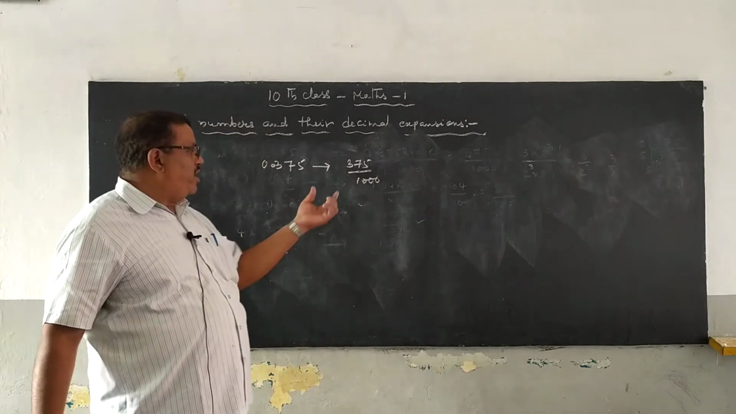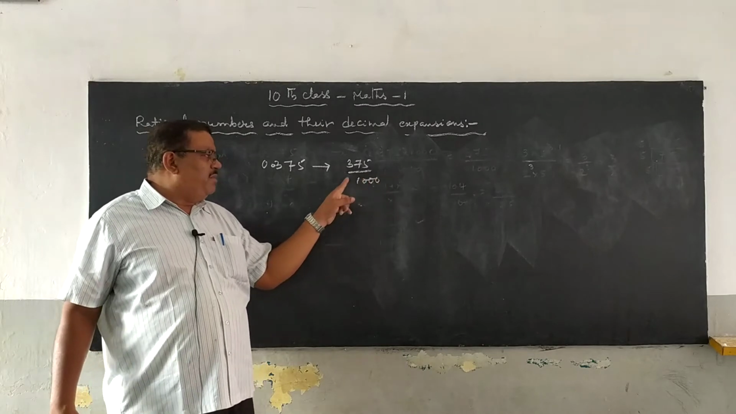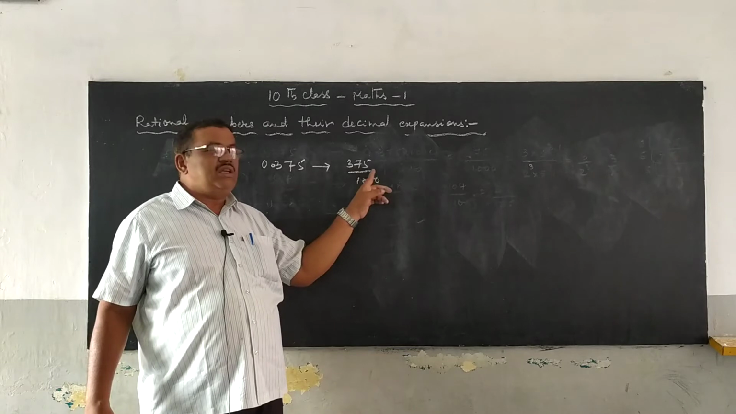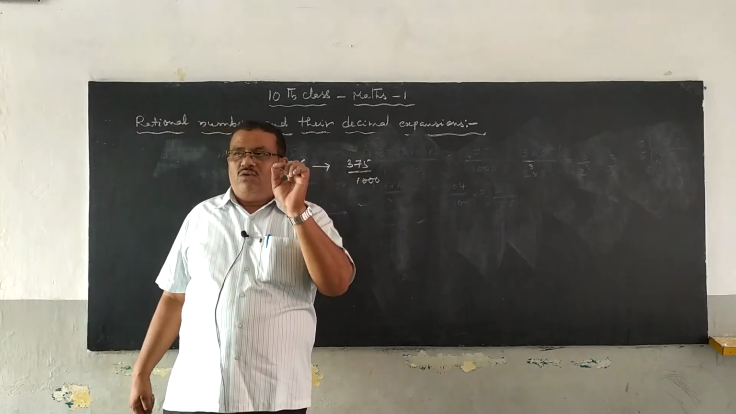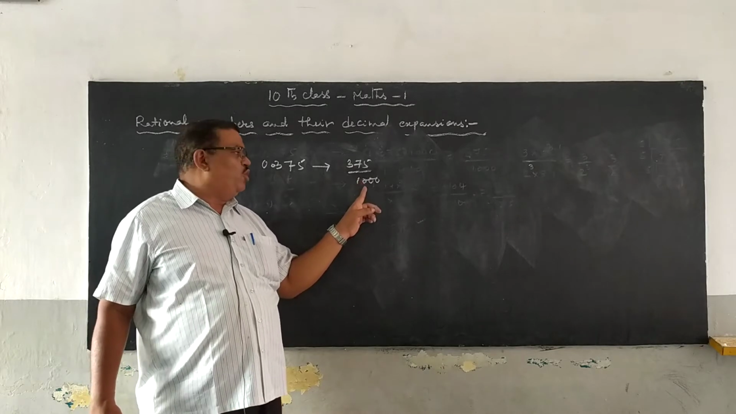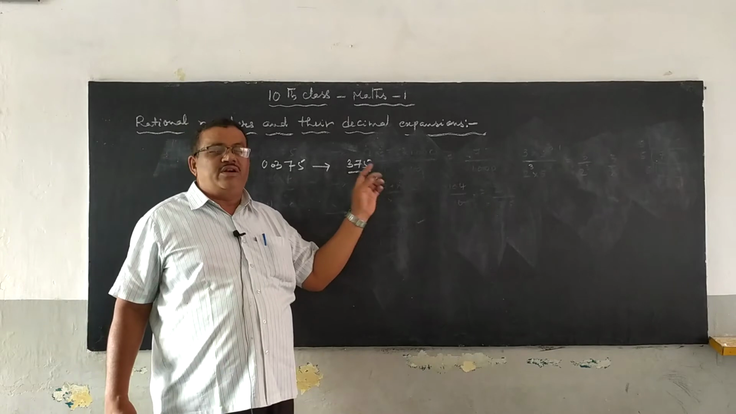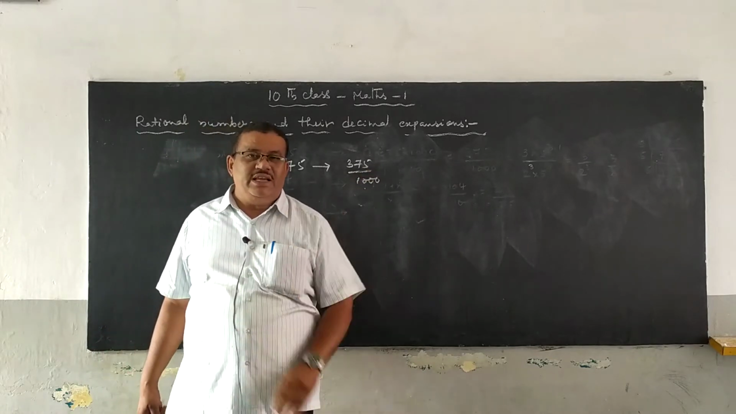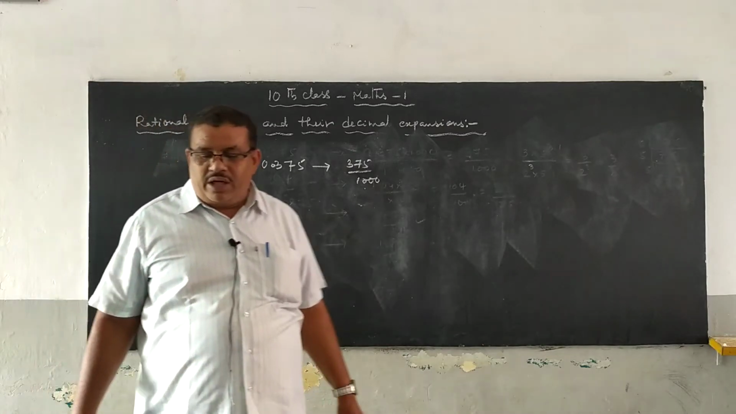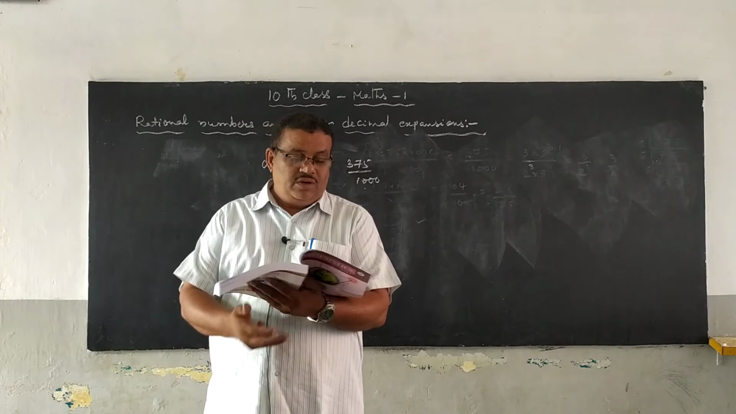So how do you conclude from the four examples? For a rational number in the lowest terms, the denominator is of the form 2 power n into 5 power m. 1000 can be written as 10 cube, that is 2 cube into 5 cube. So the denominator is in the form of 2 power n into 5 power m. Definitely it is a terminating decimal. So directly we go to theorem 1.3.